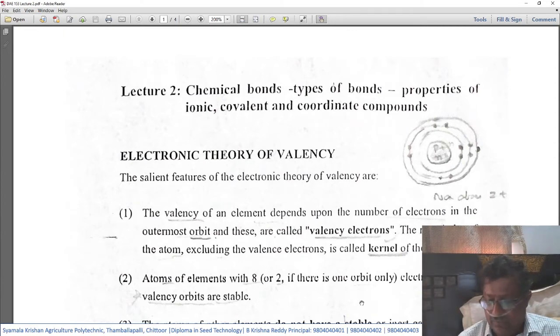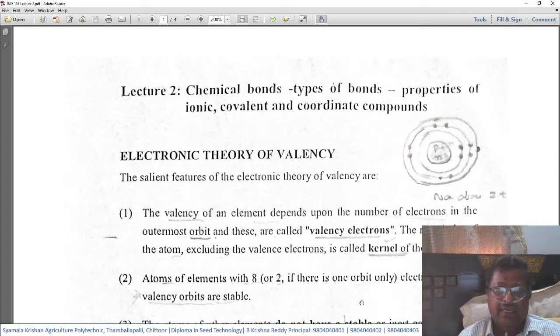Today we are going to discuss the second lecture for Diploma in Agriculture Engineering students in the Engineering Chemistry subject. This second lecture deals with chemical bonds of various types and their properties. Mainly, these bonds are covalent bonds, coordinate bonds, etc. So now let us go into the subject.